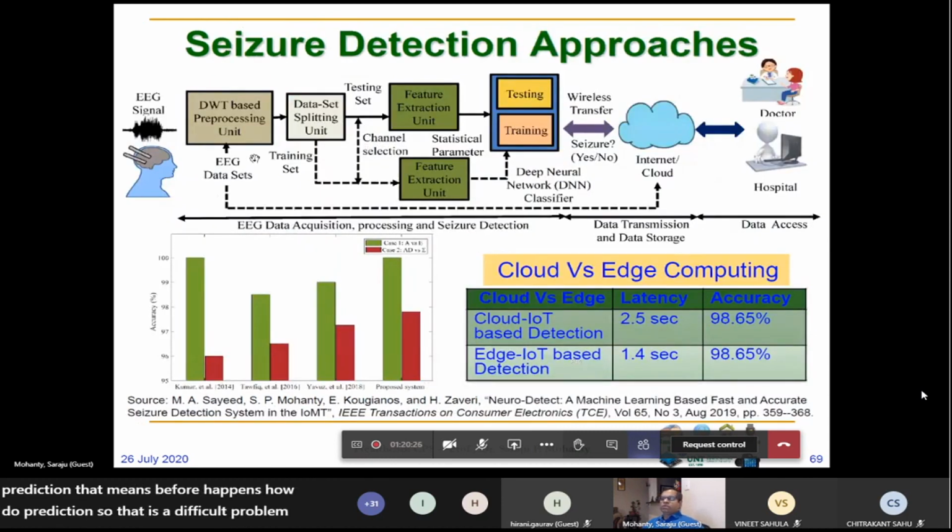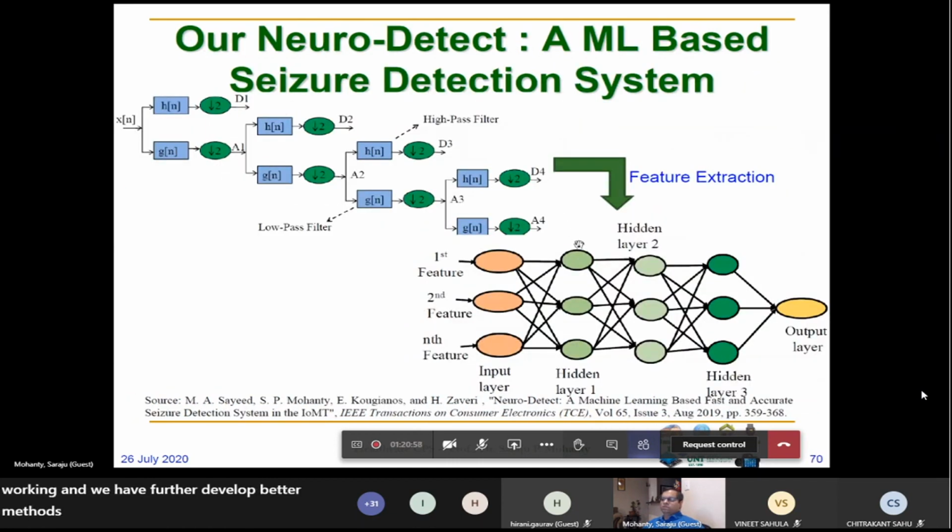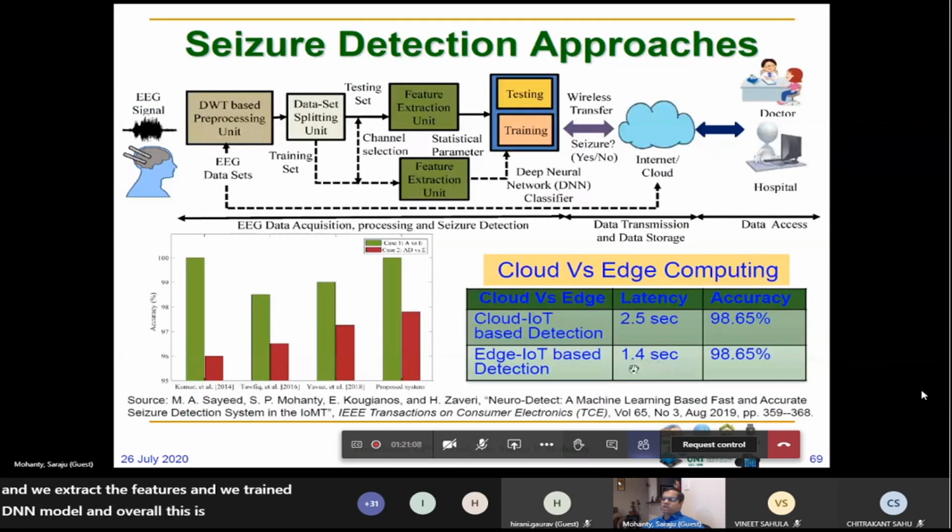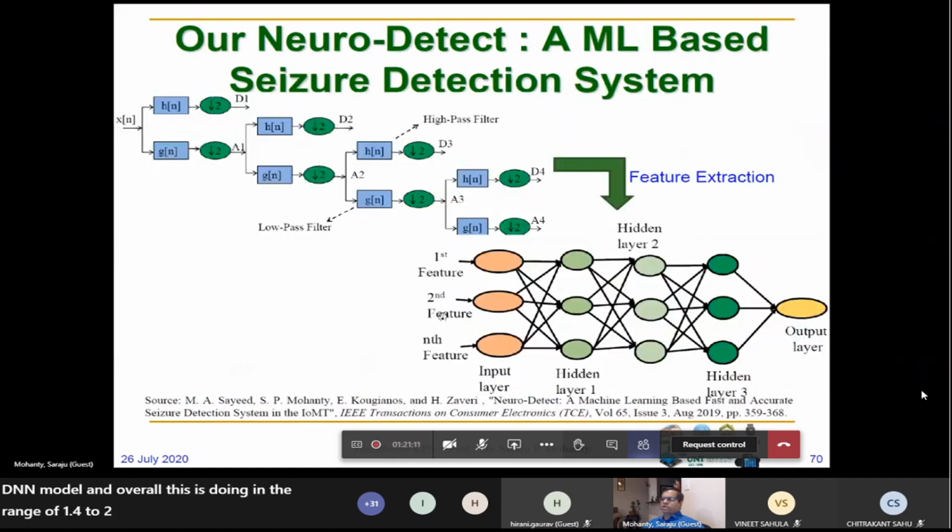So one student worked on what we call NeuroDetect, where we worked in the discrete wavelet domain, and we did feature extraction of DWT data. Then we did the detection, and we have two different computing paradigms, cloud computing and edge computing, at 2.5 seconds and 1.4 seconds, and we have further developed better methods. So in NeuroDetect, we have the DWT domain, we extract the features, and we train a DNN model, and overall this is doing in the range of 1.4 to 2.5 seconds depending on how the computation is done.